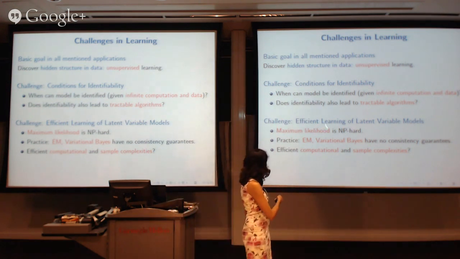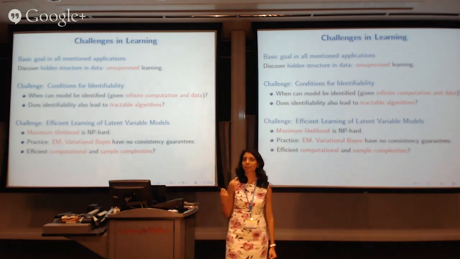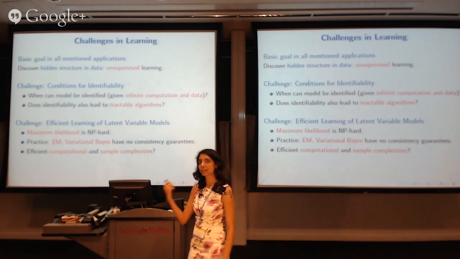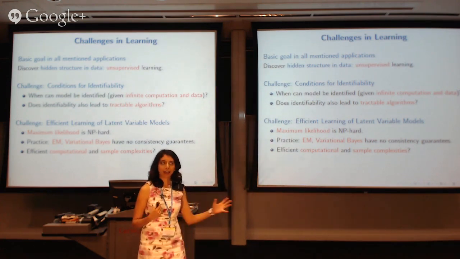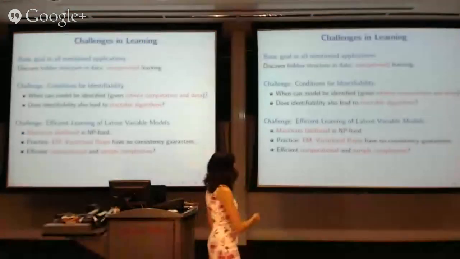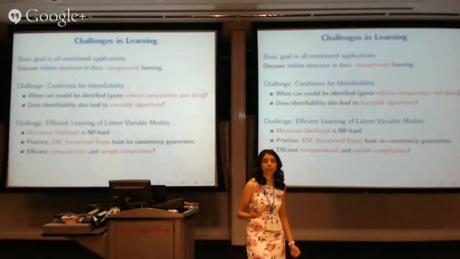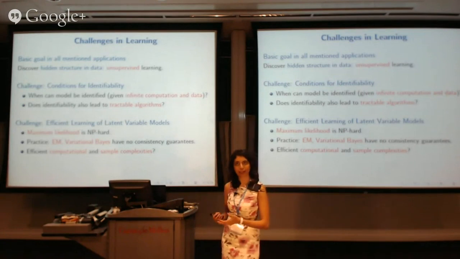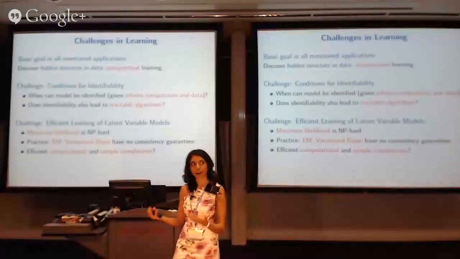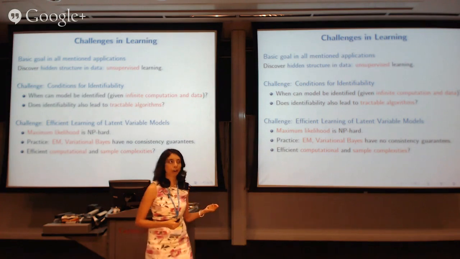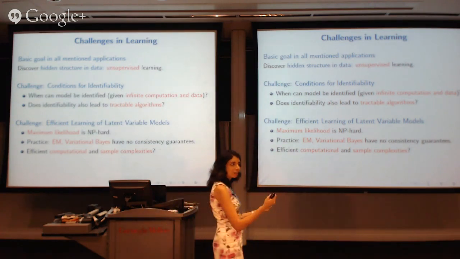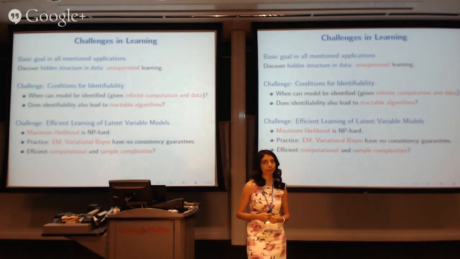So this is computationally not tractable to do maximum likelihood. And the usual methods that people think of when there is a latent variable model are expectation maximization or some form of variational Bayes. But they do not come with consistency guarantees. So you only converge to a local optimum that may be very far from the actual global optimal solution.